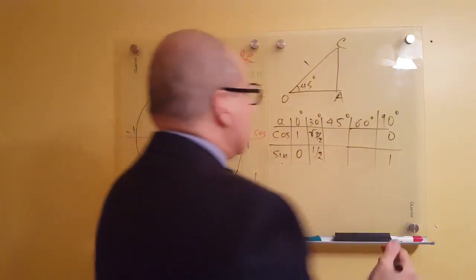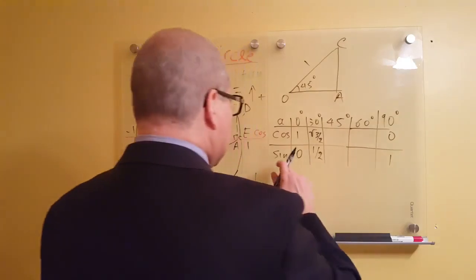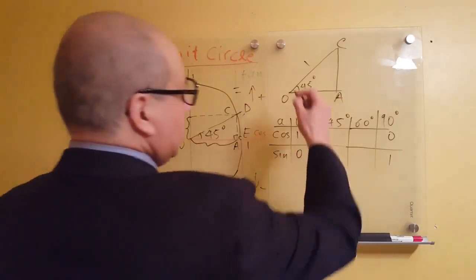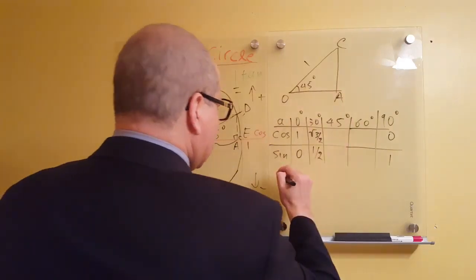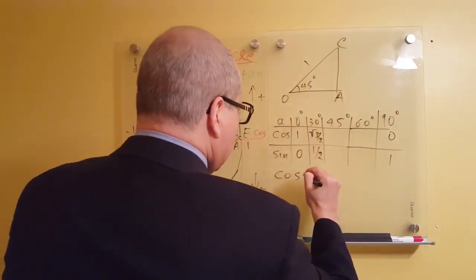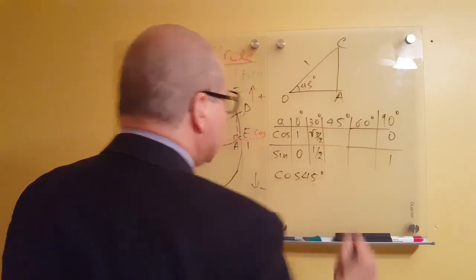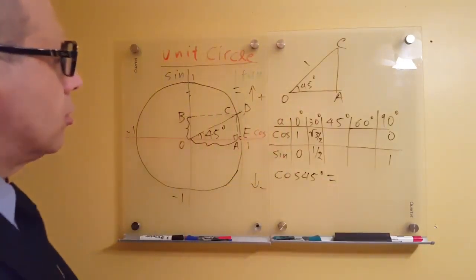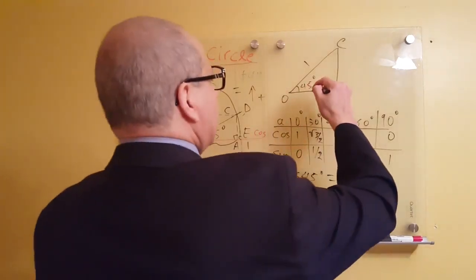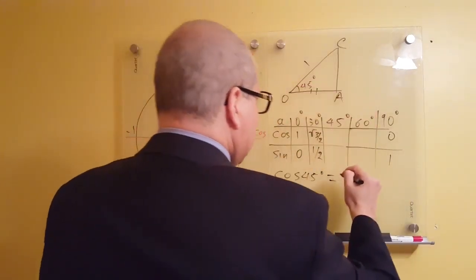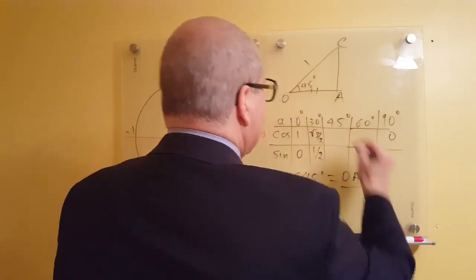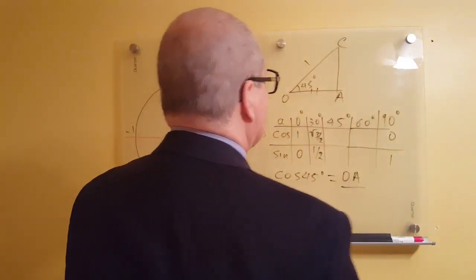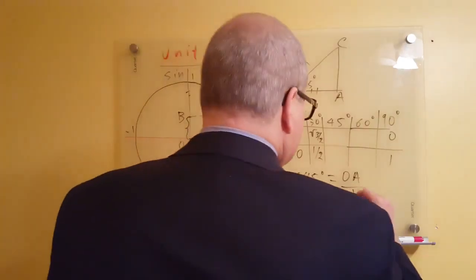Okay, so now, if you want to find again the sine, or let's start with the cos. So if you want to find the cos of 45 degrees, what would this be? According to the definition of the cos, it's equal to the adjacent, which is OA, over the hypotenuse, which is 1.